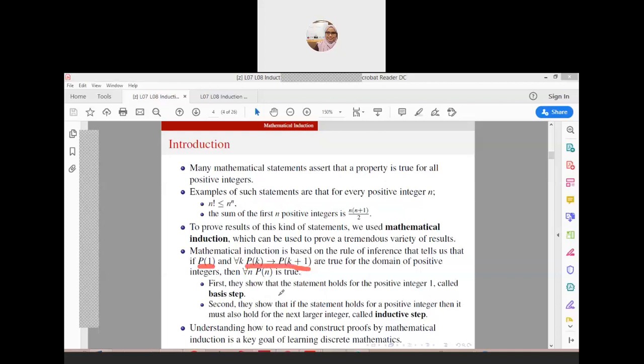First, they show that the statement holds for positive integer 1, called the basis step. Second, they show that if the statement holds for a positive integer, then it must also hold for the next larger integer, called the inductive step. Meaning that after the initial step is true, then for the next number, P(k) and P(k+1) will become true. Understanding how to read and construct proofs by mathematical induction is a key goal of learning discrete mathematics.